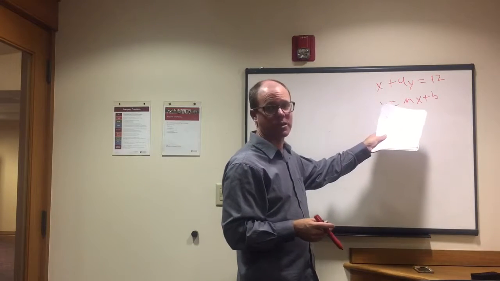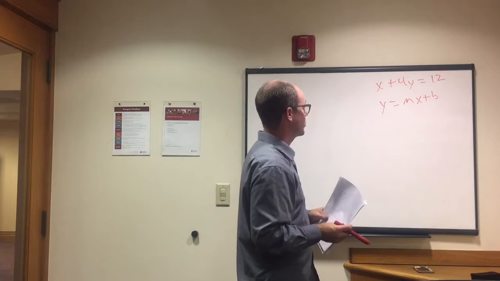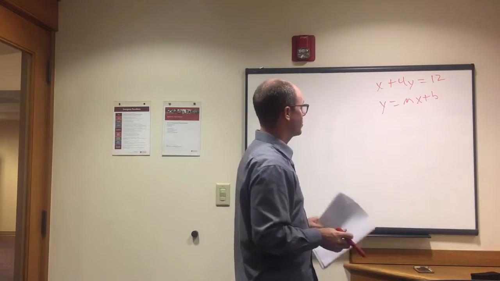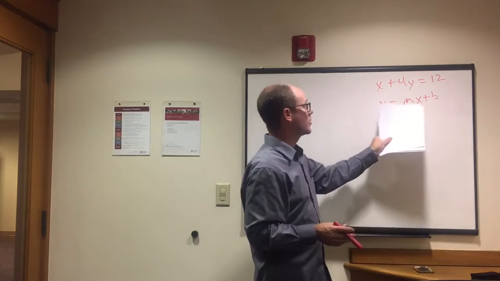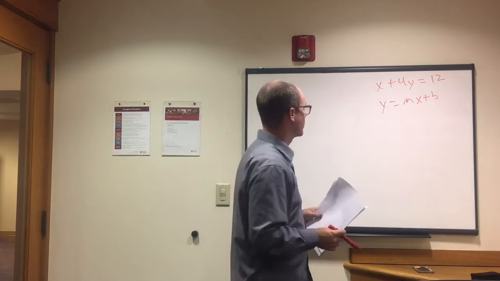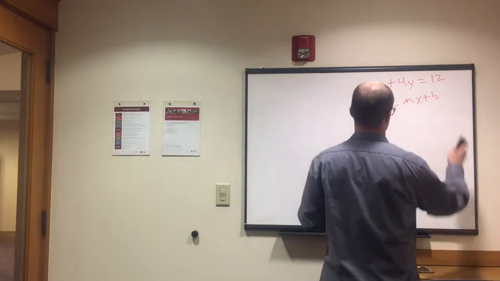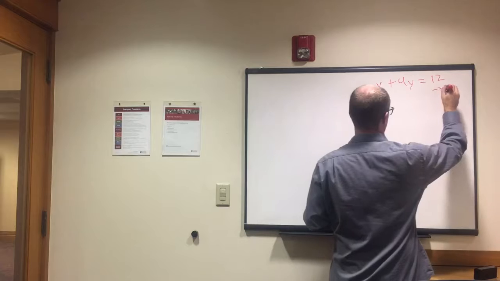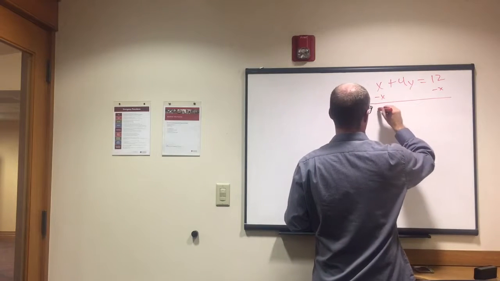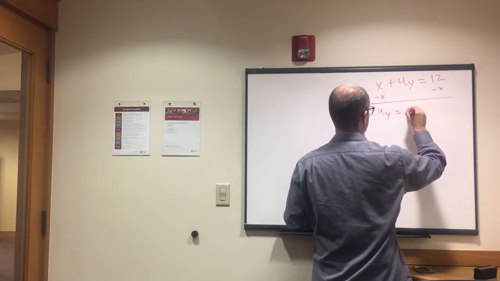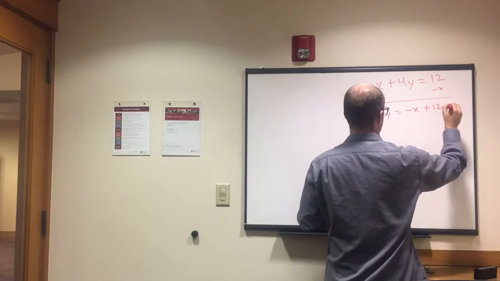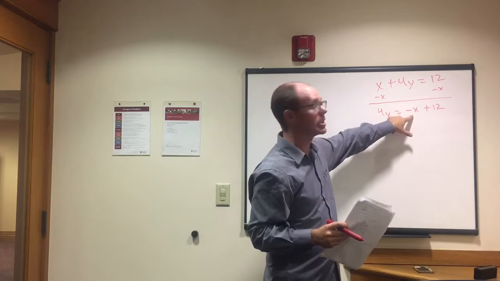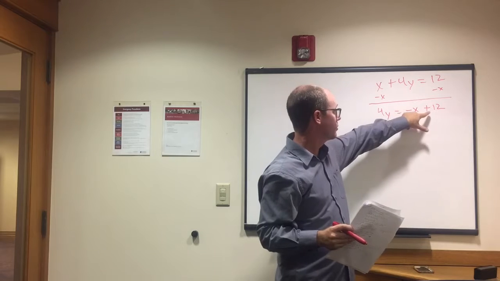Don't worry about y, it says b, but b is the y-intercept, and m is the slope. M would be some fraction or some number in front of x. So we'll go over how to do that, right? Our first thing is we have x plus 4y equals 12. We want to rewrite that so that it's in this y equals mx plus b form, right? So what we're going to do, subtract x from both sides. Okay, so now we have 4y equals negative x plus 12.